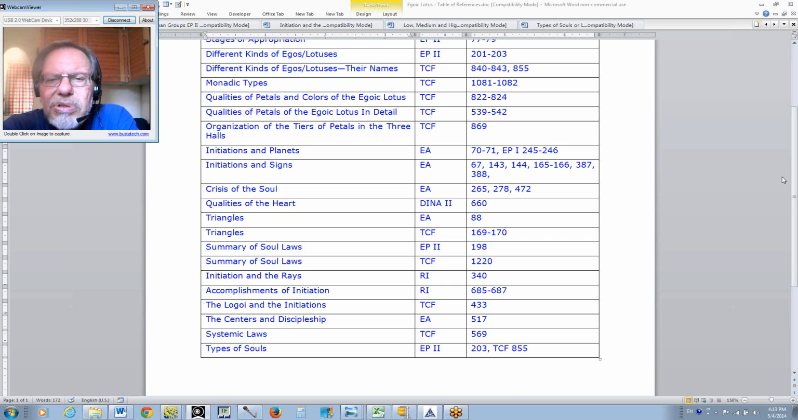Different sorts of triangles will be studied from esoteric astrology and also from cosmic fire. The soul laws begin to apply when the person begins to enter the fifth kingdom of nature. That is when the sacrifice tier is being stimulated and the love tier is reaching its full unfoldment. So we'll look at soul laws and how they relate to the Egoic Lotus. The initiations and the rays tell us which rays are dominant at particular initiations, and so according to the unfoldment of different petals, which indicate different initiations, we'll see that different rays are implicated.